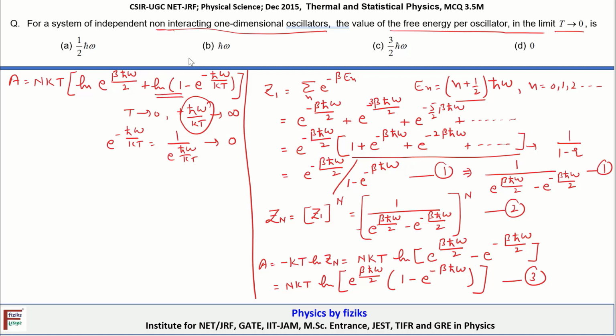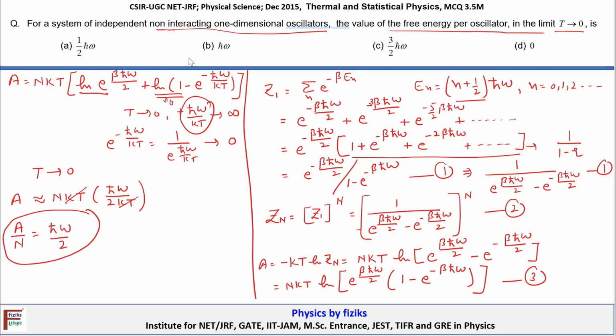So ln 1 will again be equal to 0. Therefore, when temperature goes to 0, in this approximation the Helmholtz energy is approximately equal to n kT ln e, multiplied by beta h cut omega by 2, which is h cut omega upon 2kT. So this will cancel with kT. Therefore the Helmholtz free energy per particle is equal to h cut omega by 2. So our correct choice is A here. A is the correct answer here.